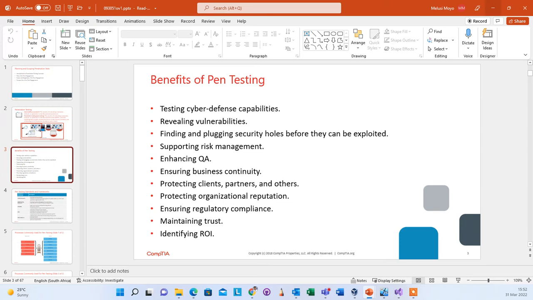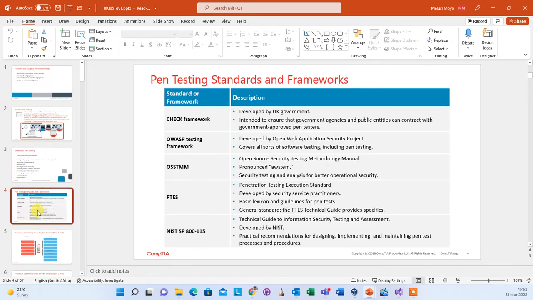Maybe it's a SIEM, security information and event management tool, whatever tool it is, they will want to know how it is going to help them. Okay, let's move to the next slide.